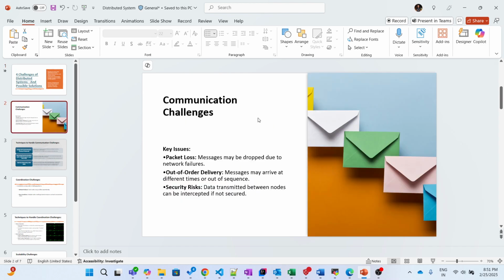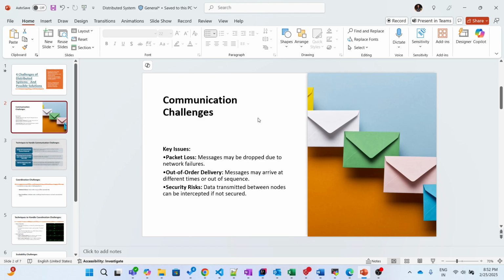So the first challenge is the communication challenge. In a distributed system, multiple nodes interact with each other, so there could be communication challenges. The key issues are packet loss, out of order delivery, and security risk. Packet loss is when data sent from one node is dropped due to network failures. Out of order delivery is when messages sent from a node reach the other node at different times, out of order, or out of sequence. And the security risk is that data transmitted between the two nodes is not secure.